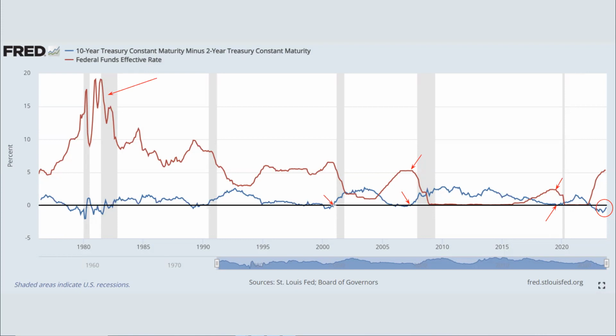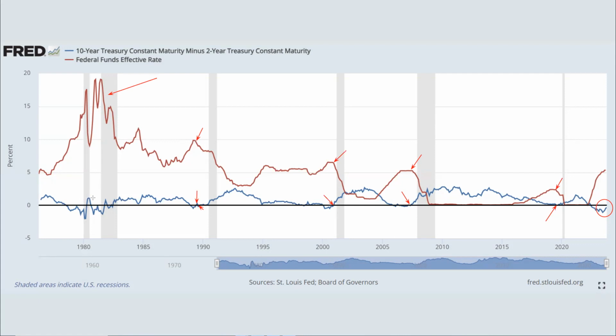Right here, you can see that the yield curve uninverts. That's when the Fed fund rate starts to cut. Same thing over here. We start to see that the initial point of the yield curve uninverting was right here, and that's when they started to cut. Now it did dip back down into inverted again here, but initially when it first uninverted is when the Fed fund rate started to cut rates.